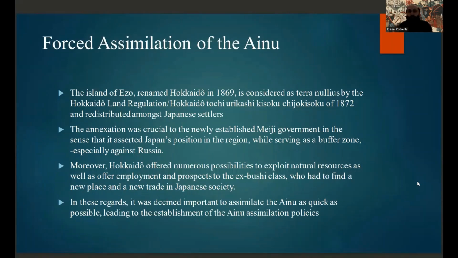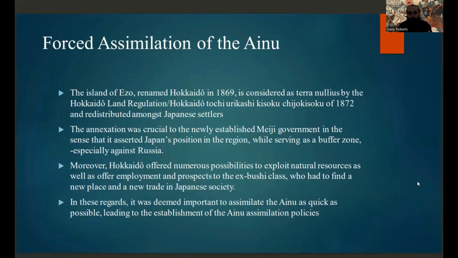The Japanese Empire viewed the annexation of Hokkaido, originally Ezo, as a way to provide a buffer zone against Western powers such as the Russian Empire, which, as I mentioned in the Boshin War video and the Tokugawa Shogunate video, had already begun to expand into Asia. Also, Hokkaido offered numerous possibilities to exploit natural resources such as coal and gold and silver and things like that.